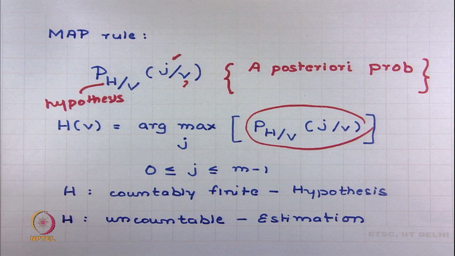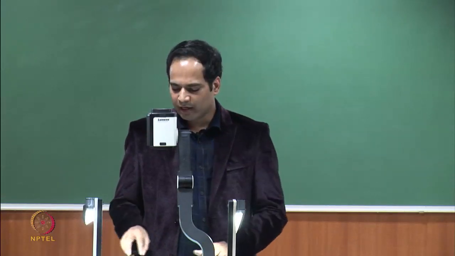Okay. So, this MAP rule applies to detection, which is the same as hypothesis testing. That means the number of hypotheses is finite, and that is also how it is defined. If the number of possibilities is infinite, actually it is not a hypothesis, it is really an estimation problem. We are not dealing with estimation in this course, we are only confining ourselves to hypothesis testing.